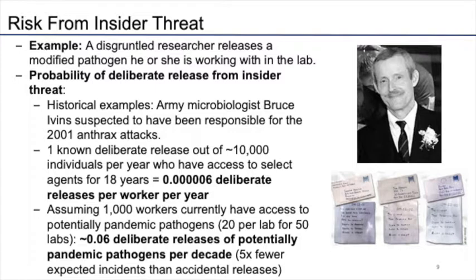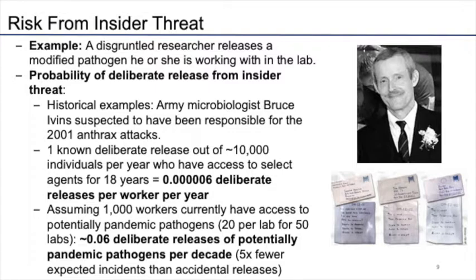But I guess we could try as a start. We could say that if there's only been one known deliberate release from an insider threat out of about 10,000 individuals per year who have access to select agents, and we say that has been the case for about 18 years since 2001, this ends up with a very low number of deliberate releases per worker per year.